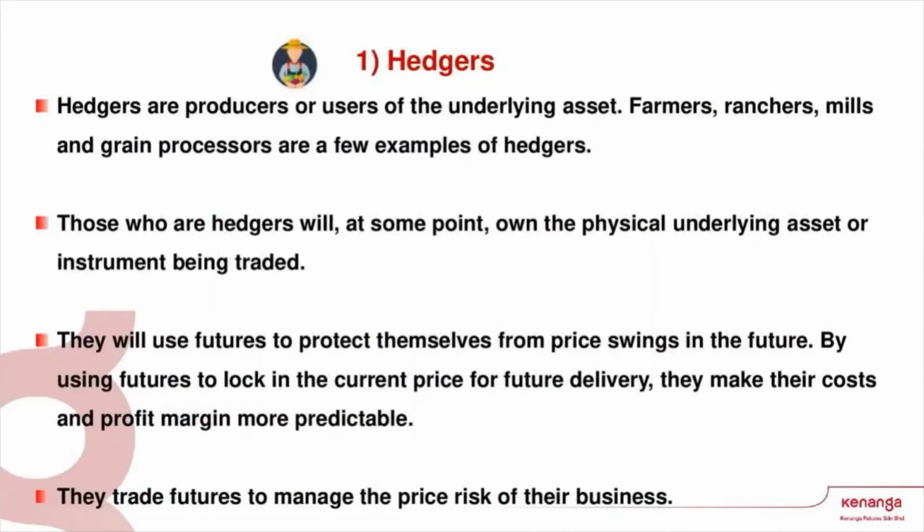Firstly, the hedgers. Hedgers are producers or users of the underlying asset. So farmers, mills, and grain processors are just a few examples of hedgers. Those who are hedgers will at some point own the physical underlying asset being traded. The hedgers use futures to protect themselves against the risk of price swings in the future. So by using futures to lock in the current price for future delivery, they make their cost and profit margin more predictable. So in short, they trade futures to manage the price risk of their business.